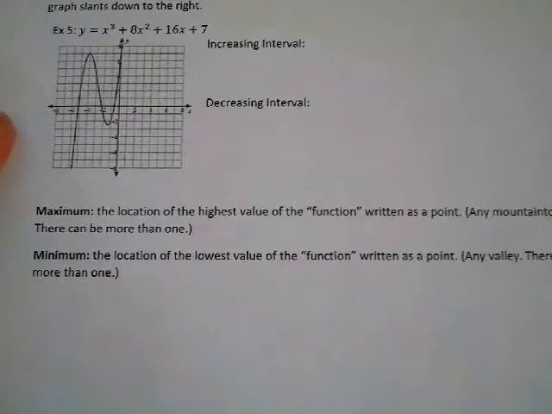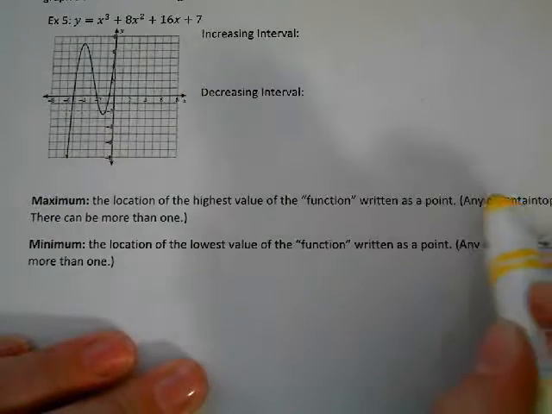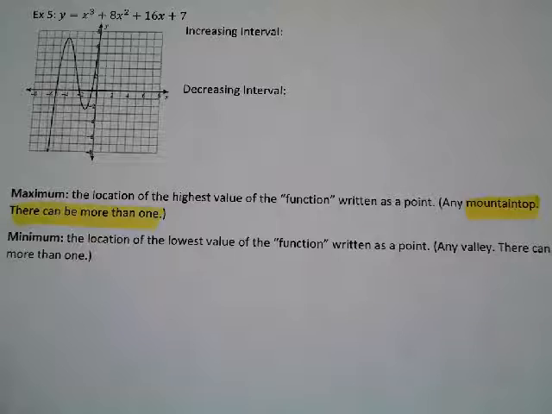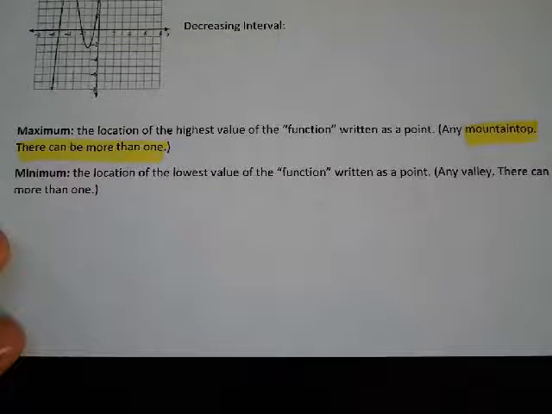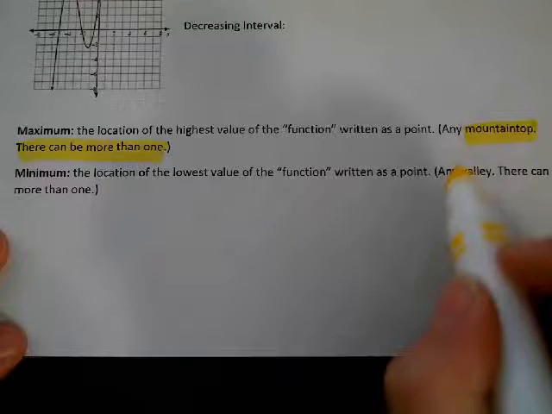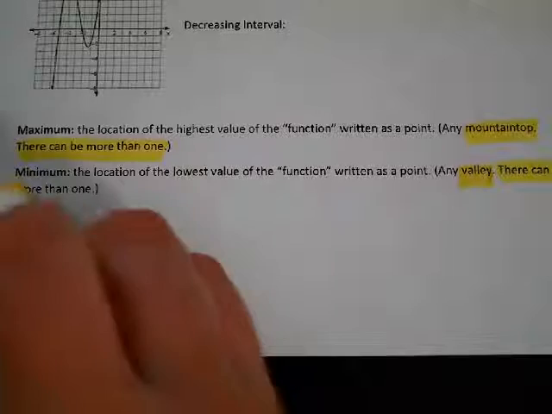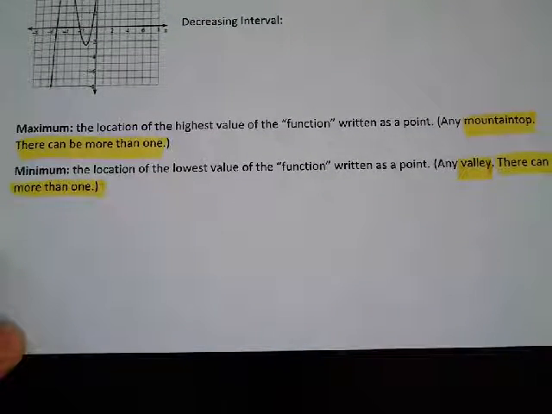So maximums, we're looking for mountaintops, any little mountaintop on the graph, and there can be more than one. So that's important that you don't think of it as the highest point. This is not like an absolute thing. It's just relative. So any point on the graph that looks like a little bit of a high point, a little mountaintop, those are relative maximums, and that's what we're finding. Minimums are valleys, any little valley on the graph, and there can be more than one. So it's a relative thing. It's just a low point relative to that area.